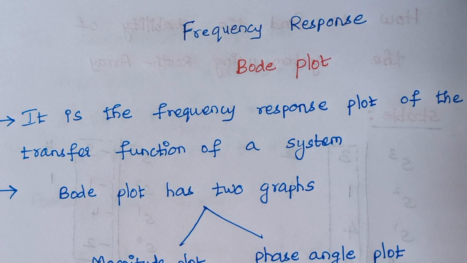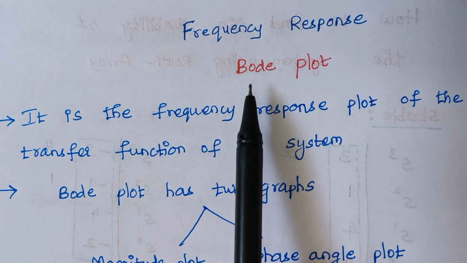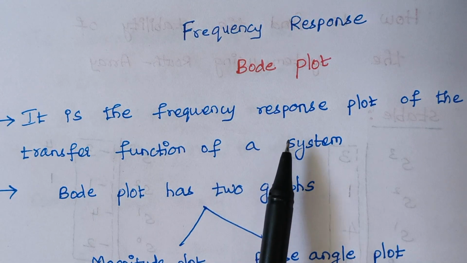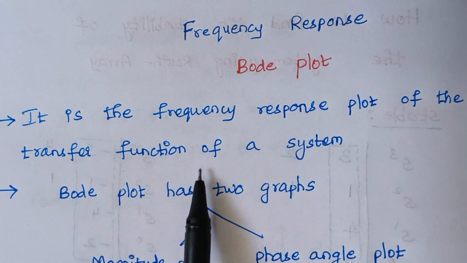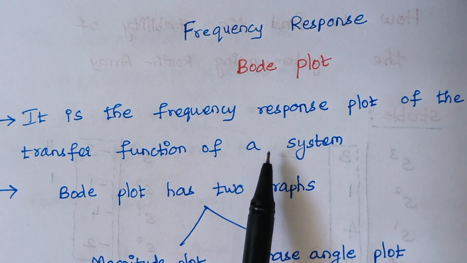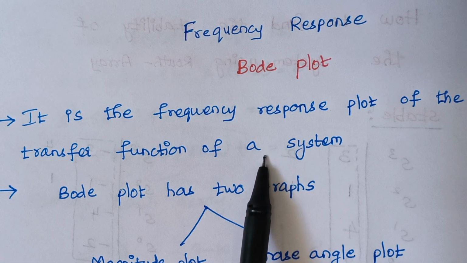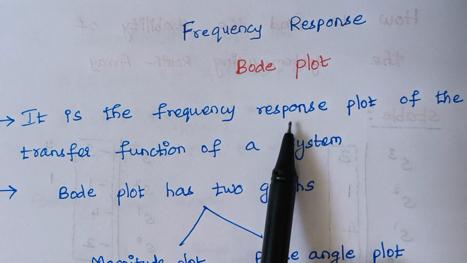Today we are going to discuss frequency response. There are various plots which are used to find the frequency response. First we are starting with the Bode plot. So what is a Bode plot? It is a frequency response plot of the transfer function of a system. That is, a transfer function will be given to us, and from the transfer function we are going to draw the frequency response plot.